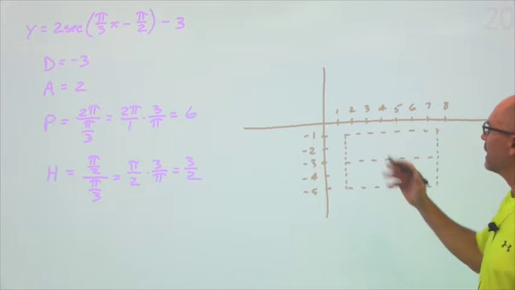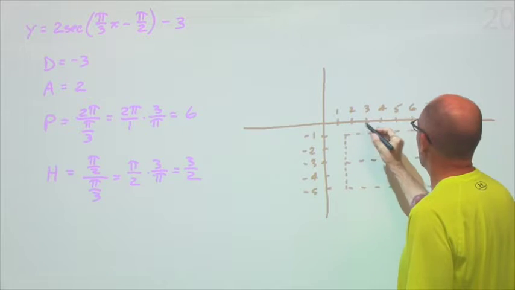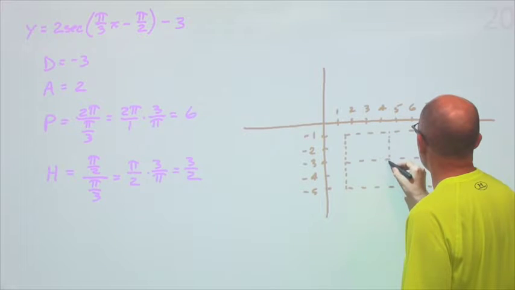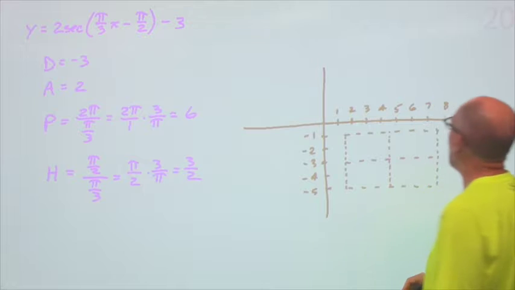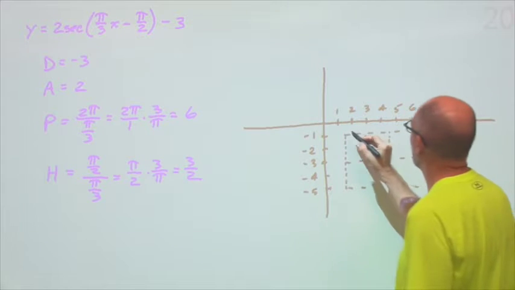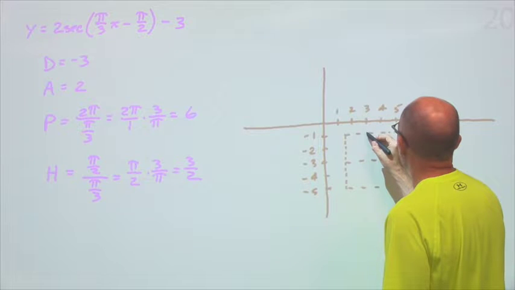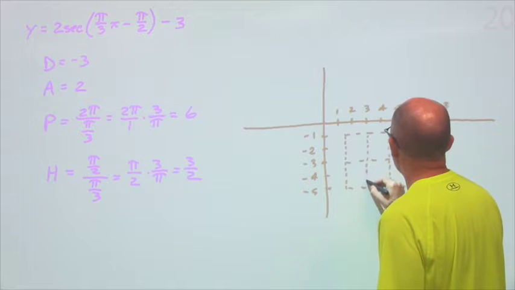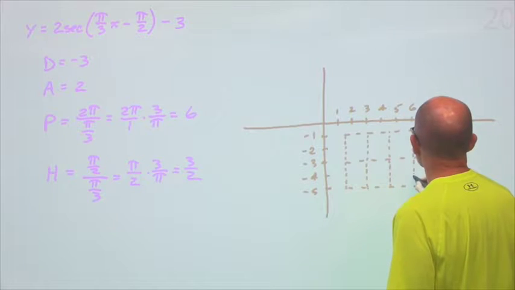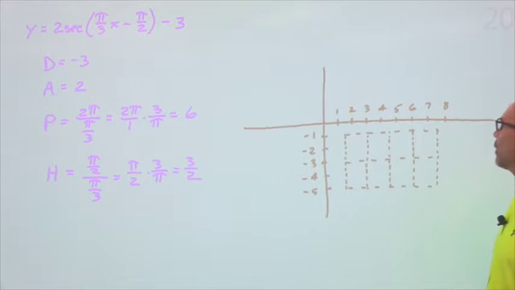Now, the next thing we do is we cut our box in half. So half of 6 is 3. So 1, 2, 3. It's going to be right here at the 4.5 point. And then half of 3 is 1.5. So 1.5 would make it right to the 3, and then right at the 6. So this is one period.